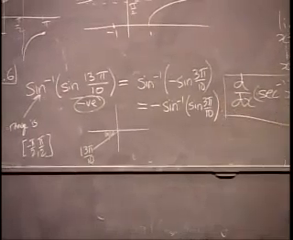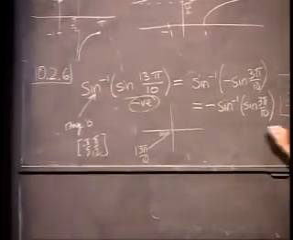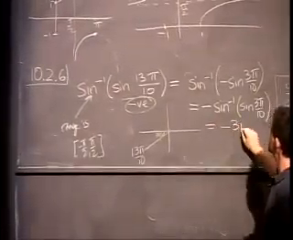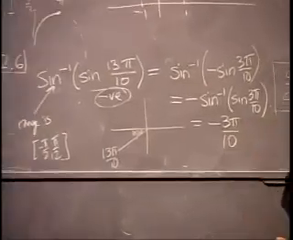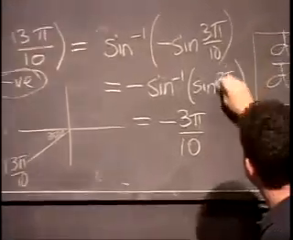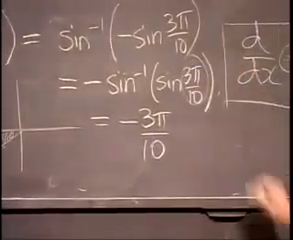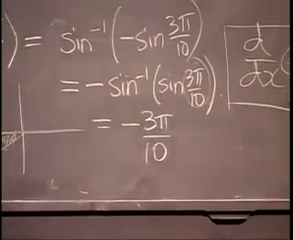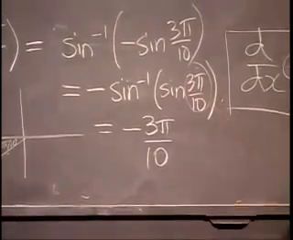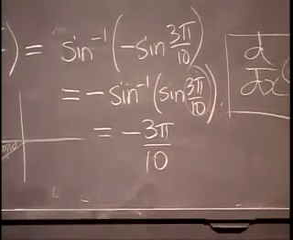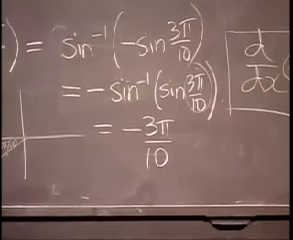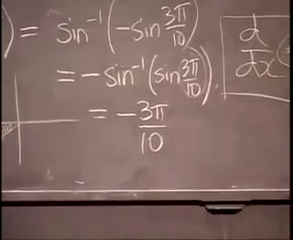Was that any simpler? Well, yes. Now you can just write down minus 3 pi over 10, because inverse sine of sine of 3 pi over 10 is fine. When you're in the range minus pi over 2 to pi over 2, you're all good. The inverse sine of the sine is correct. So you have to be really careful.